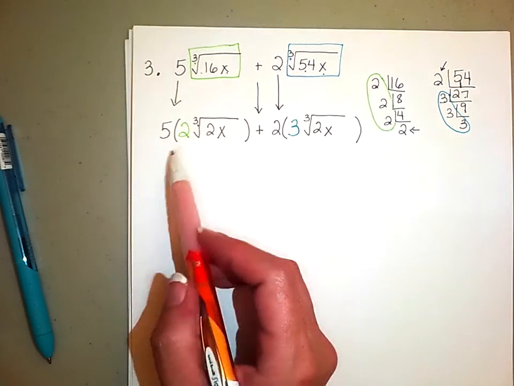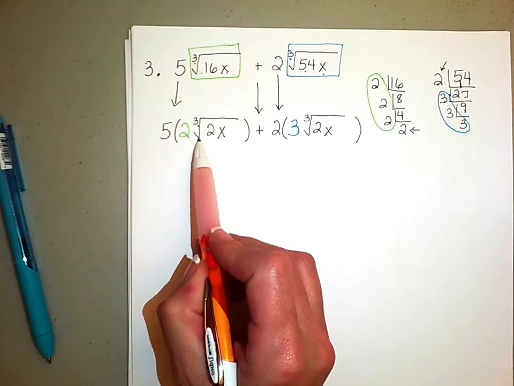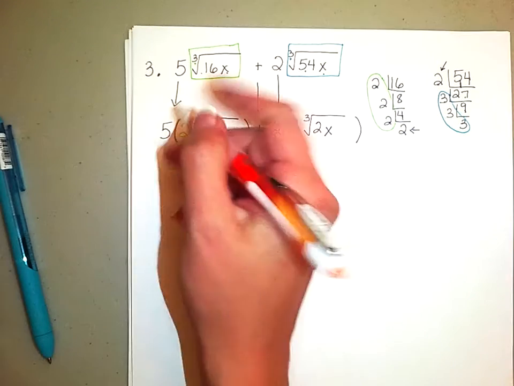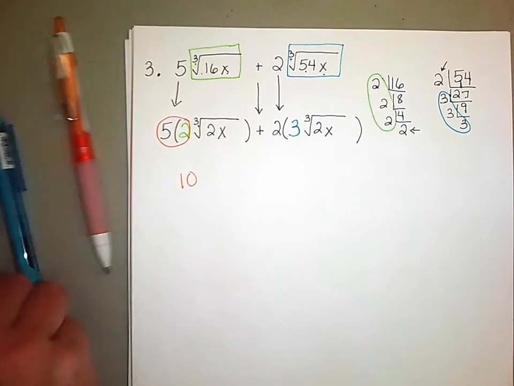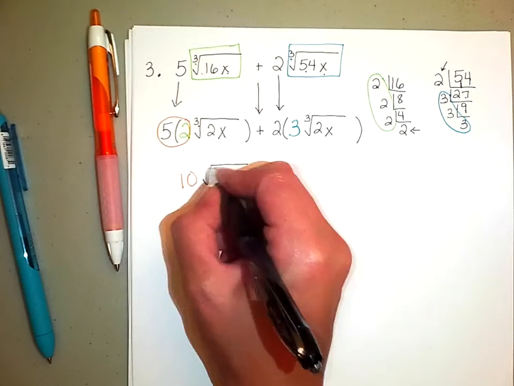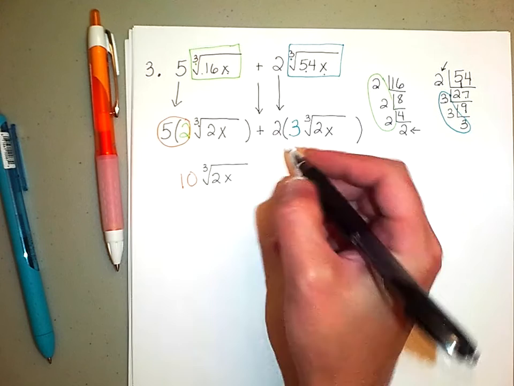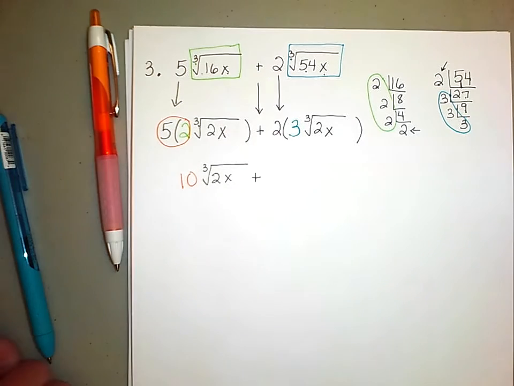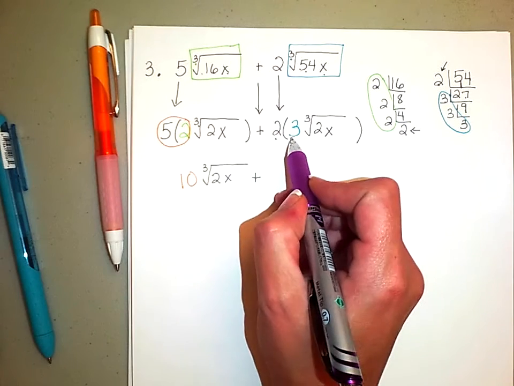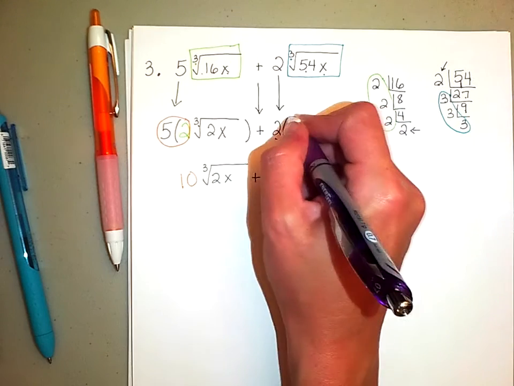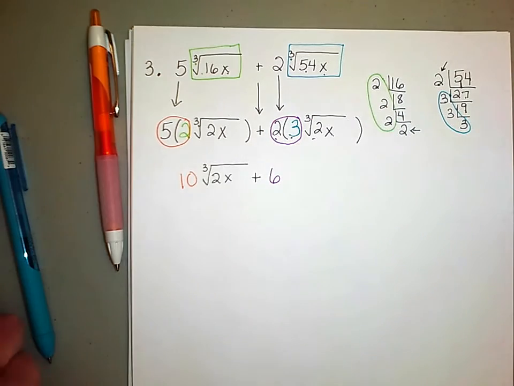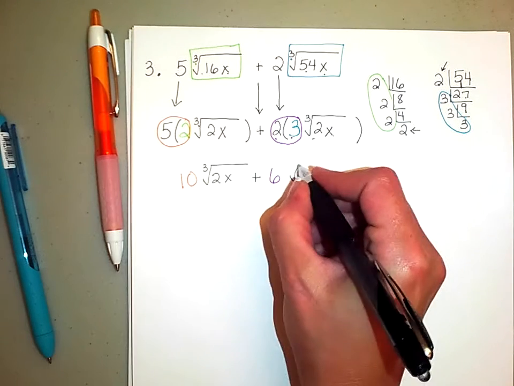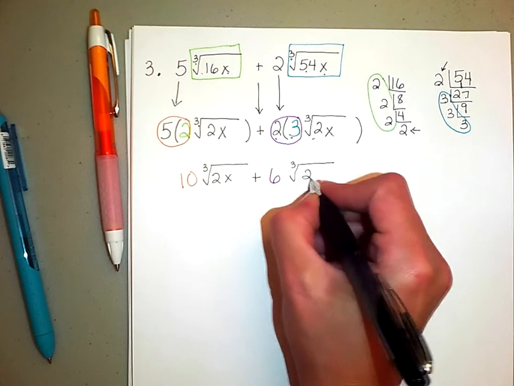Now we can simplify. This is 5 times 2 times the cube root of 2x. Well, I know 5 times 2 is 10. And our cube root of 2x comes along. Here we have 2 times 3 times the cube root of 2x. And I know 2 times 3 is 6 times the cube root of 2x.